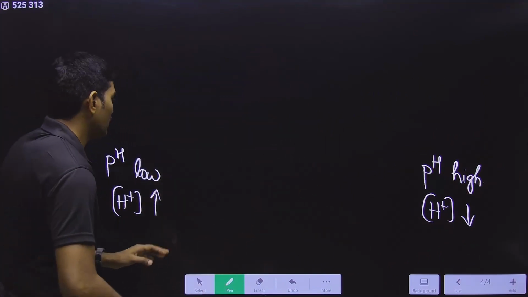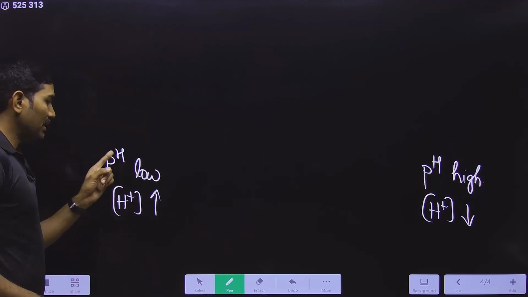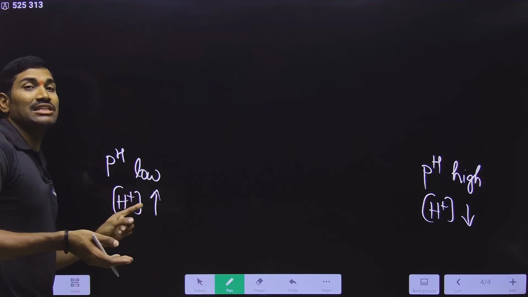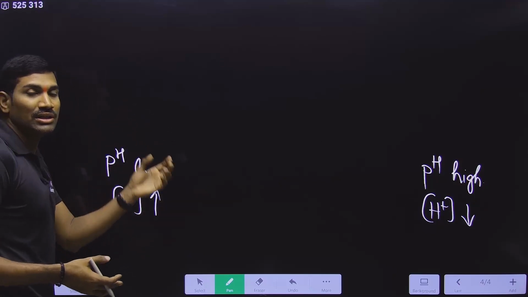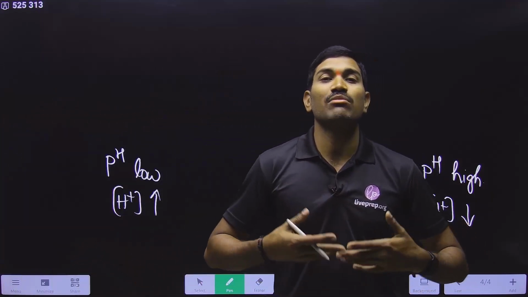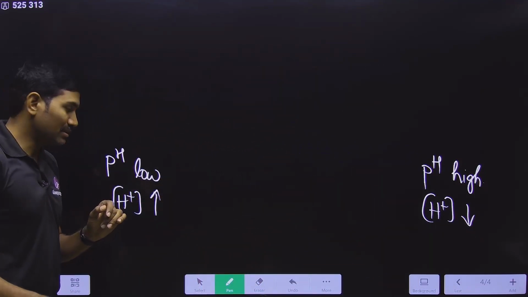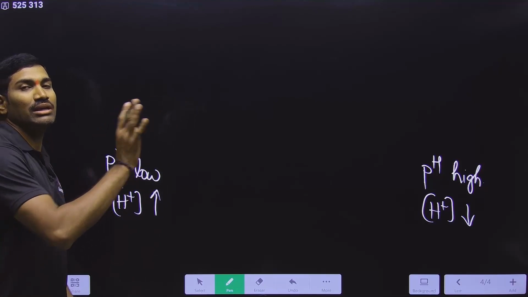So slowly I will explain. First we will talk about a condition where pH is less. pH is less means H plus ion concentration is more. That means in this solution H plus ion concentrations are more present. If H plus ions are more present and in that solution if amino acid is present, now what happens? This H plus will go and attach to amino acid.